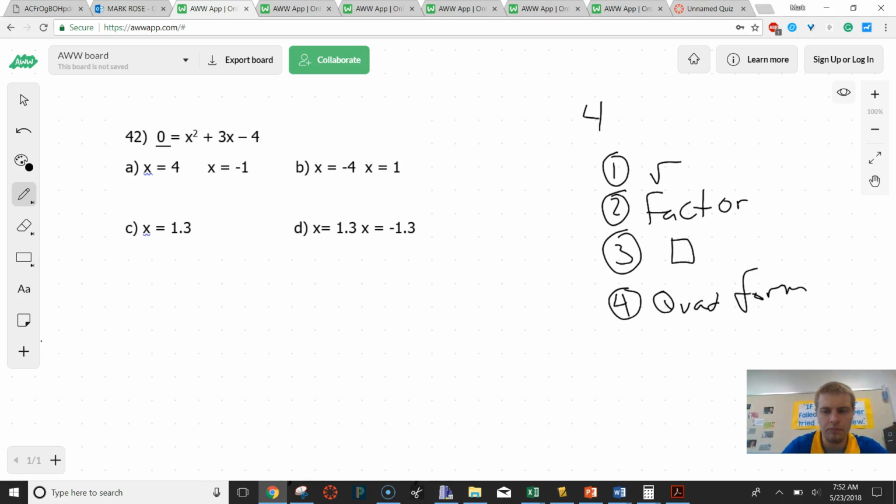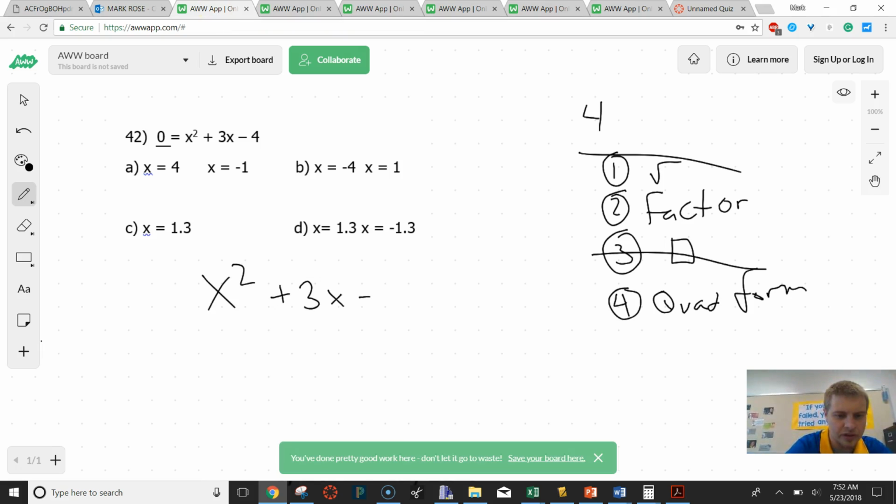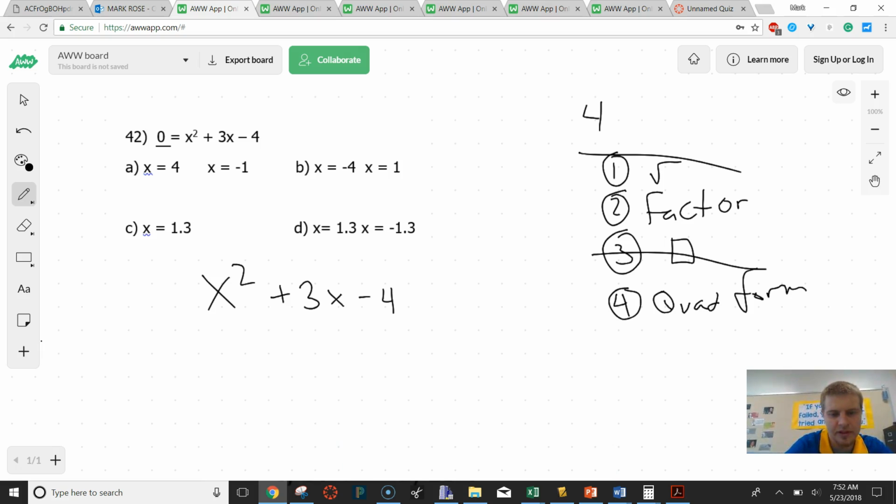I would not use completing the square because that's the one you struggled with the most, and I don't know which method you're going to use. On this one, we can't use solve by square rooting because it has 2 variables, so it's got to be factoring or quadratic formula. I always like to try to factor because this thing would be very easy to factor because you have to think of 2 numbers that multiply together to give you 4 and add together to give you 3, which is positive 4 and negative 1.